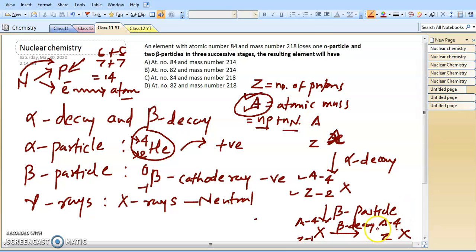So here, after these 2 beta decays, before that there was an alpha decay. So the atomic number remains as it is, and the mass decreases by 4. Let's see which option is suitable. Initially it was 84 protons, so it remains as it is. We have option A and option C as probabilities, but where the mass is decreased by 4, option A is the correct option. Now let's go for the next one. That's the second question.